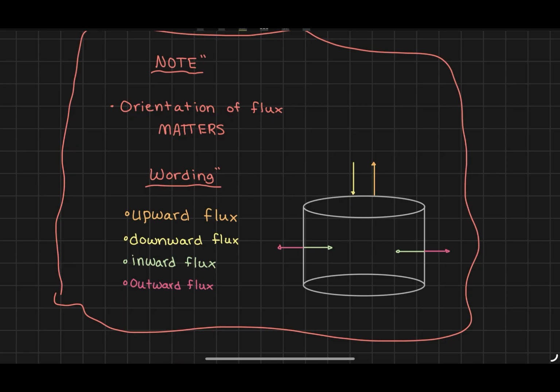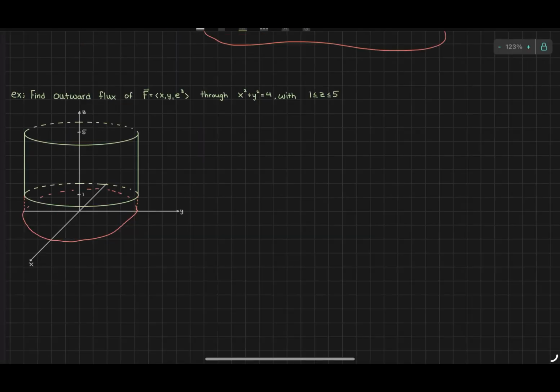Then the orientation of the flux really does matter whenever we're doing this. So I guess the moral of the story is, whenever you are solving a problem, you're definitely going to want to take into account what kind of flux it's asking for, because that is going to matter in our final answer.